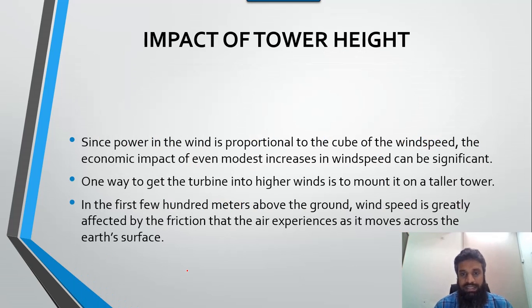Now the third major point which affects the output of the wind turbine is the height. Initially we calculated the output with respect to the temperature, then we calculated the output with respect to the altitude, then we combined the output of the temperature and the altitude, and now we will focus on the height of the tower.